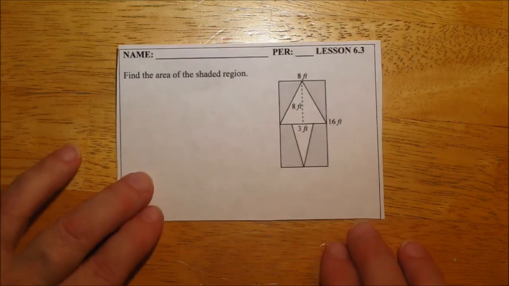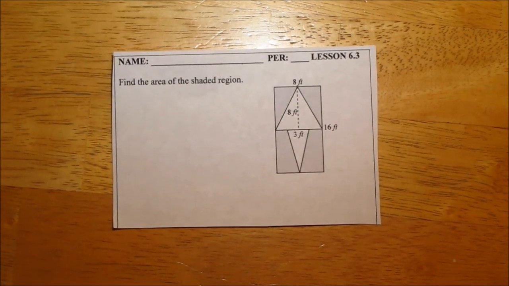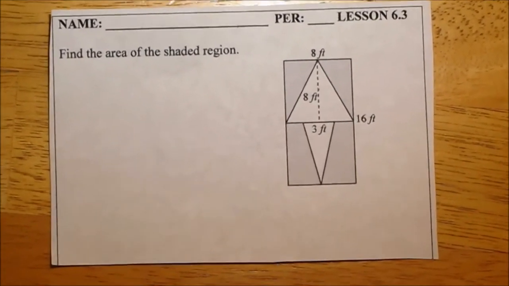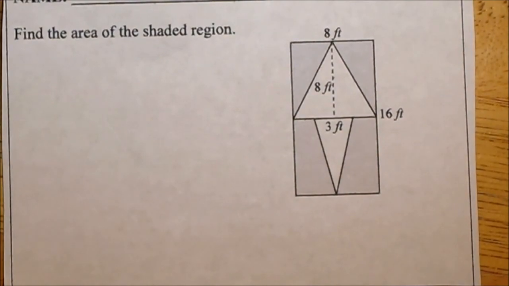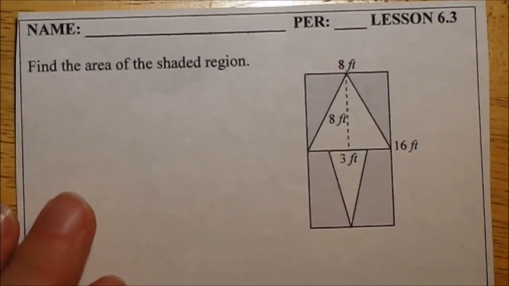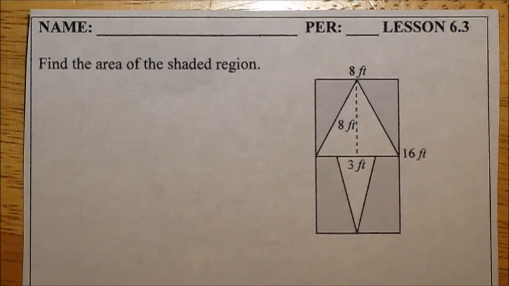Okay, so last thing is the exit ticket. The exit ticket is just one problem, but there's a lot of steps in this problem, which is why it's only one problem. So exit ticket for lesson 6.3. I'll leave that there for a second.